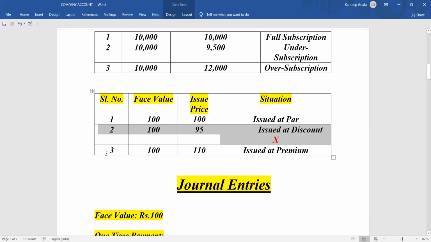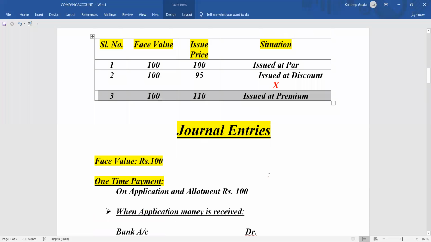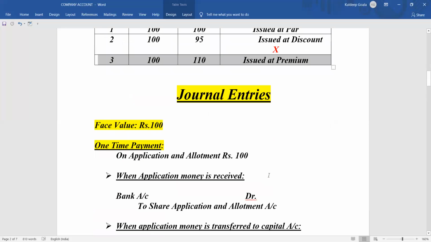Now moving to point number 3. If the face value is 100 rupees and the company is issuing or selling it at 110 rupees, or more than 100 rupees, even 1 rupee more is okay, no problem. But it should be more than 100 rupees. It will be called issued at premium. Now let's see the journal entries.